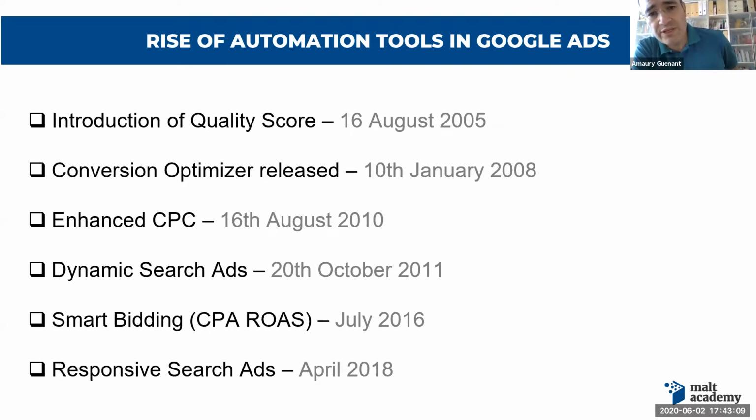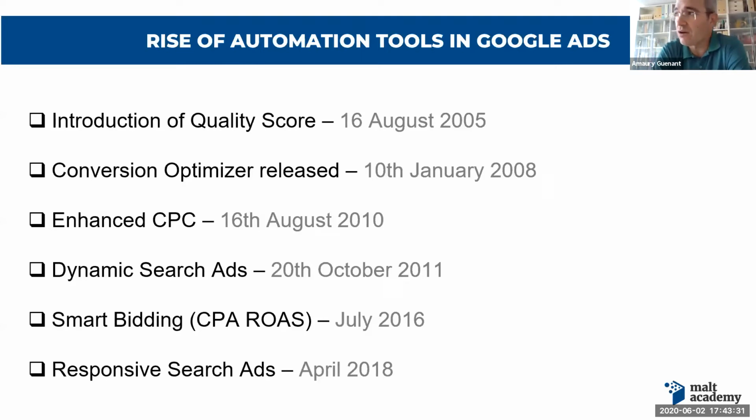But then automated bidding only came very much later. So in 2008, we have the release of Conversion Optimizer. Conversion Optimizer is like the first release in terms of bid automation from Google. And I have to admit, it didn't really work well.